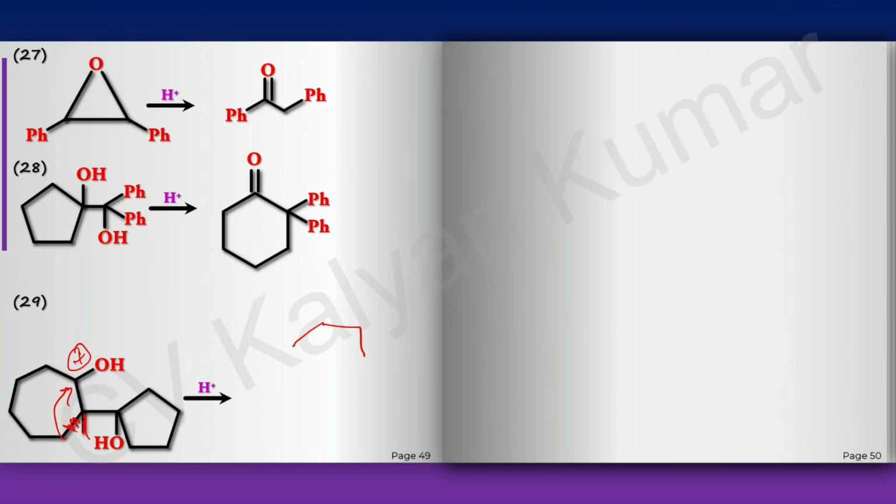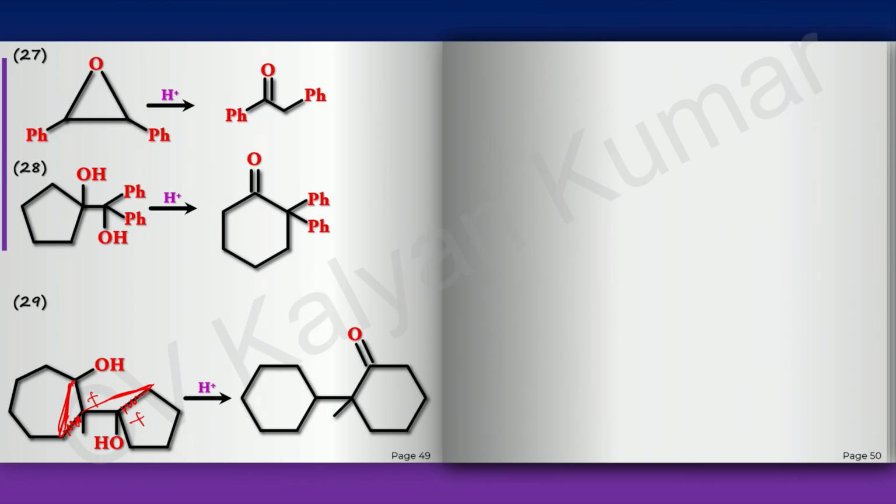So let me just make it easy for you. Suppose I break this and I join this here. Remember, this bond is no more. So if this happens, this becomes plus. Then this will expand. The plus will come here. So aren't you getting 2 six-membered rings with one of them as double bond O? It will be this. You can check by making the product on your own. And that is your pinacol-pinacolone rearrangement.